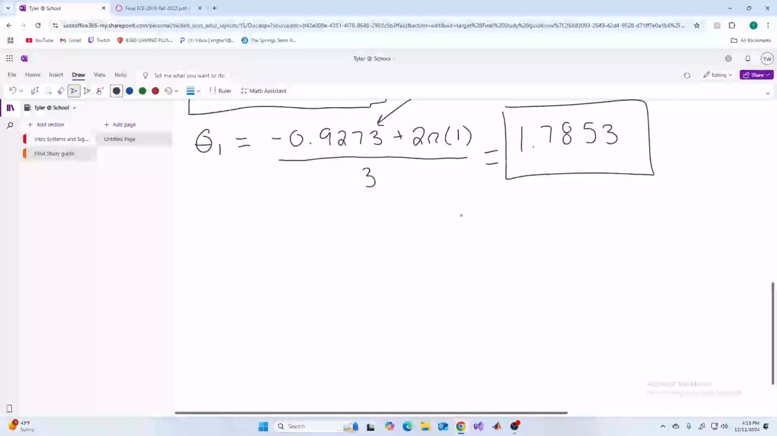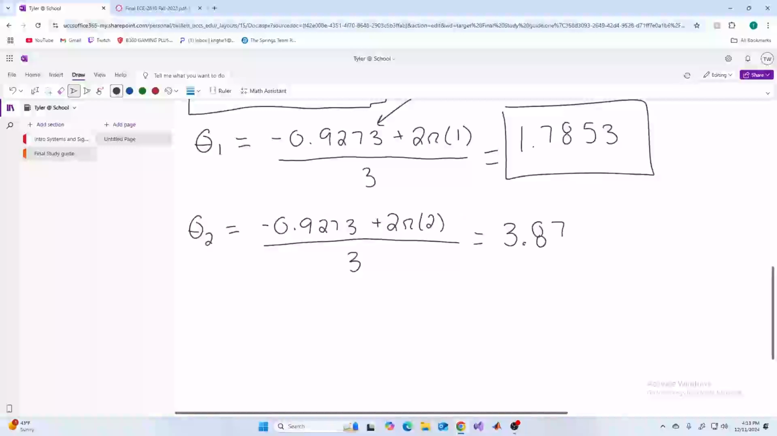So I have theta 2 equals negative 0.9273 plus 2 pi times 2, all divided by 3. I'm going to put that in my calculator: negative 0.9273 plus 4 pi, divided by 3 is 3.87969. Well, this value is greater than our principal angle.